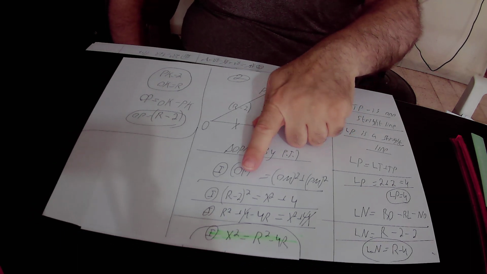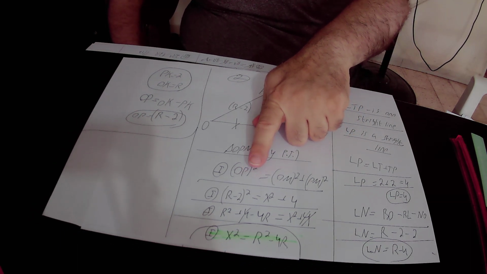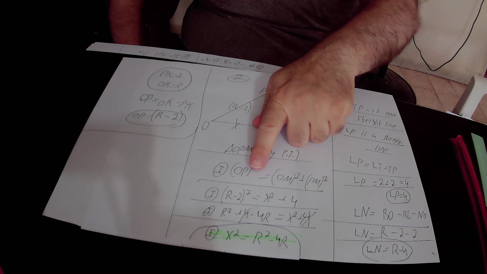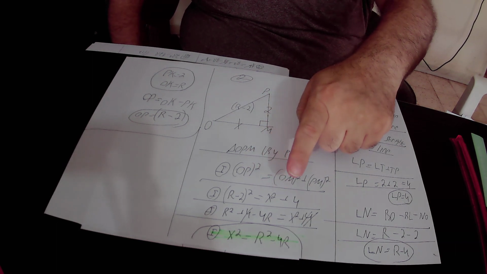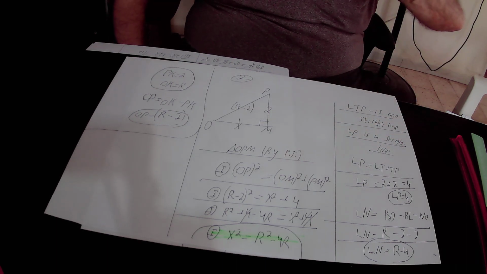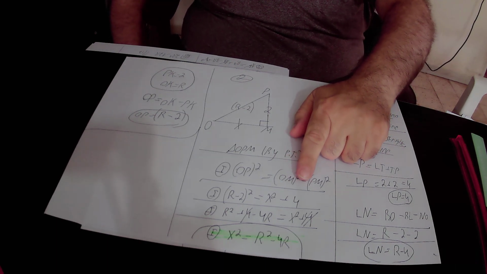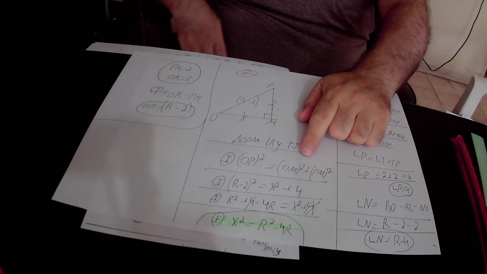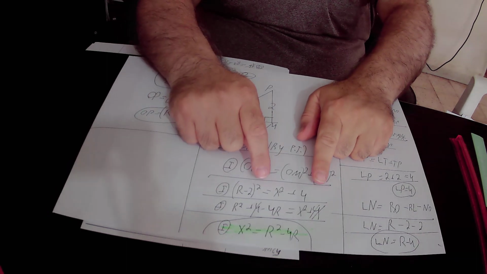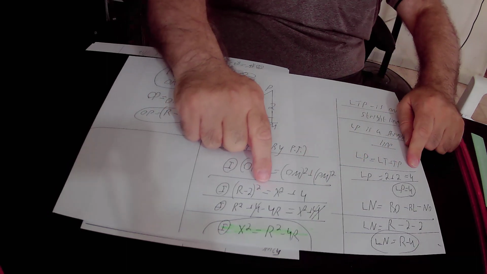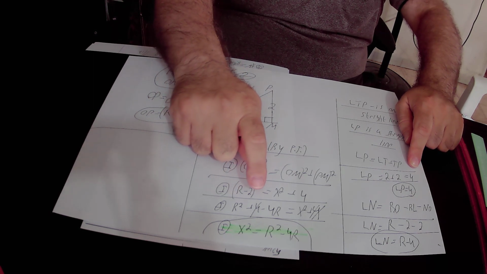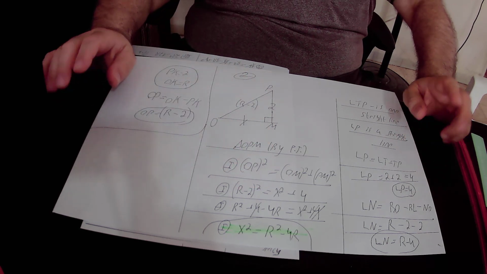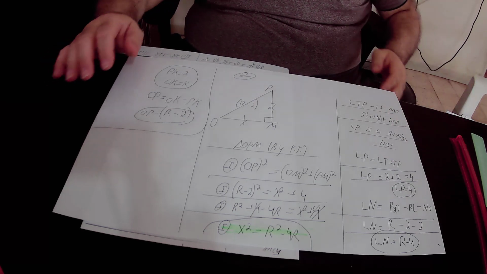Here we open the brackets on this side of equation number 1 and find that (R minus 2) square equals R square plus 2 square, that is 4, minus 2 times R times 2, that is minus 4R, and that equals x square plus 4. Here we have 4 on both sides of the equation, so 4 gets cancelled and we are left only with x square equals R square minus 4R, according to equation number 1.